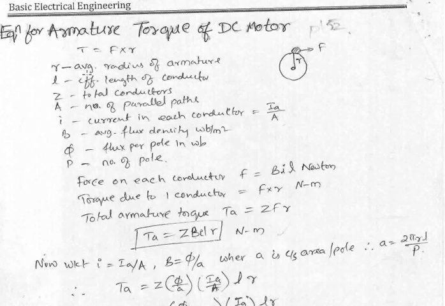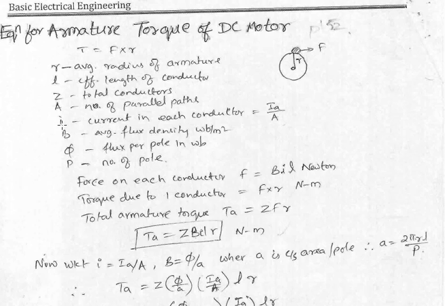Now what is the R? It is the average radius of the armature. So the armature average radius is represented as R, and L is the length of the conductor. So we have this conductor, the length of that conductor is L, and Z represents the total number of conductors present on the armature winding, and capital A represents the number of parallel paths. And we know the number of parallel paths depends on what type of winding we have, whether lap winding or wave winding. In case of a lap winding, A is equal to P, and in case of a wave winding, A is equal to 2.